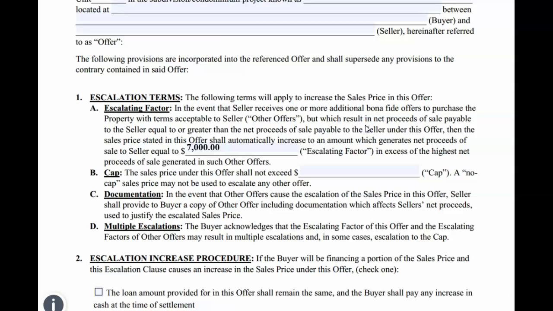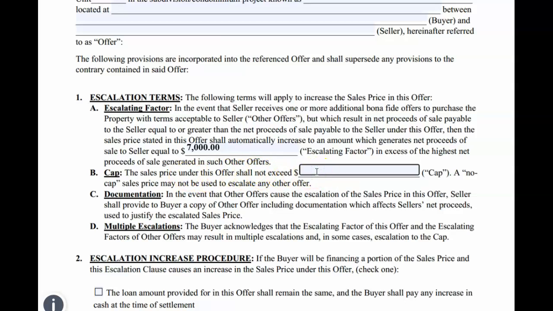And so what happens is this. We have a $500,000 offer. There's another offer that comes in at $500,000. And so we are automatically bumping up to $507,000 if there's no other offer. Let's say the other offer is actually at $510,000, then we would bump up to $510,000 plus the escalation factor of $7,000 to $517,000. Now that can keep going up until you reach what's called the cap.